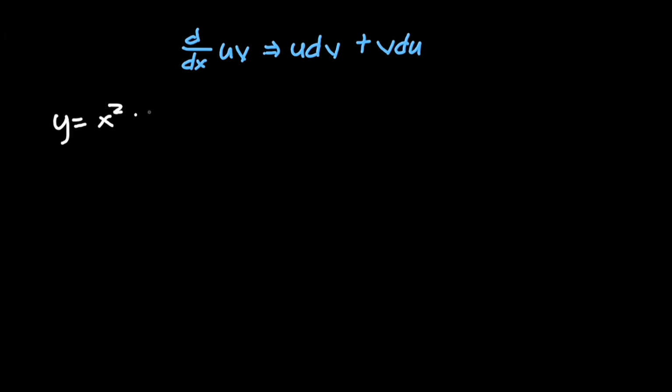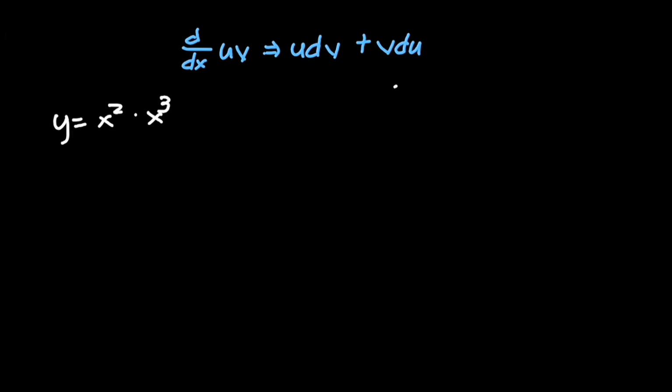In this video, we're going to be talking about the product rule. The general formula for this will be: the derivative of u times v will be u multiplied by the derivative of v plus v multiplied by the derivative of u. Let's see some examples. Y here would be x squared multiplied by x cubed.